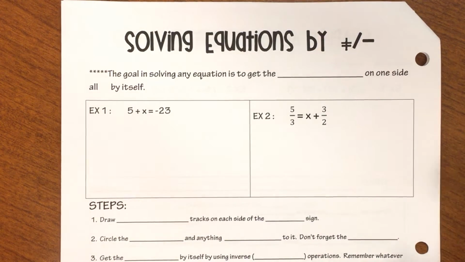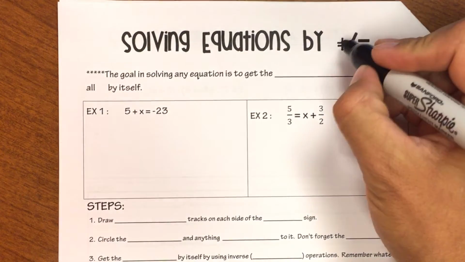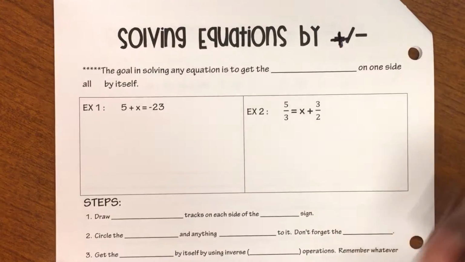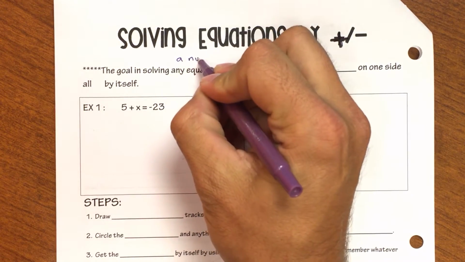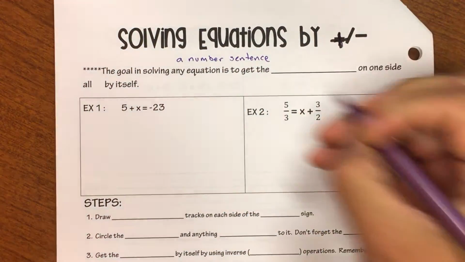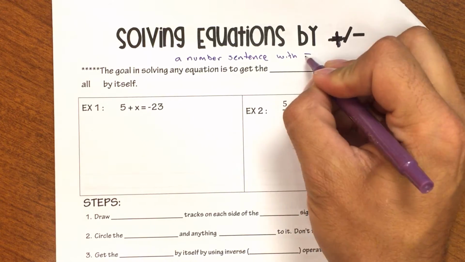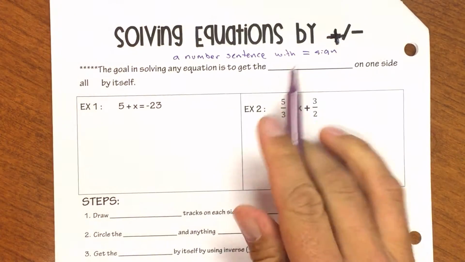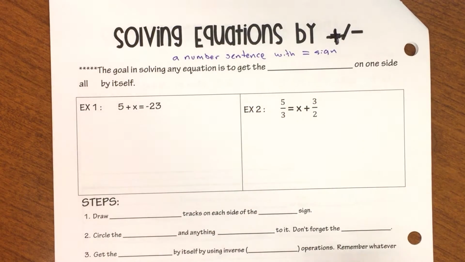Hello, boys and girls. Today we are doing a quick review on solving equations by addition and subtraction. So before we get too far, let's make this look like an appropriate addition sign and remind ourselves what an equation is. An equation is a number sentence with an equal sign. Equal sign, equation. That's your hint that you're on the right track. So we're solving equations, number sentences with equal signs, by using addition and subtraction.